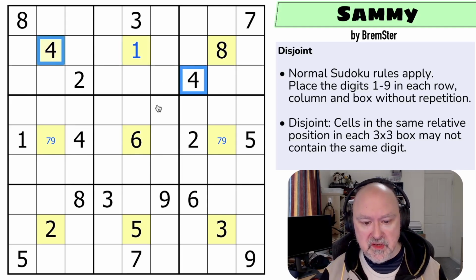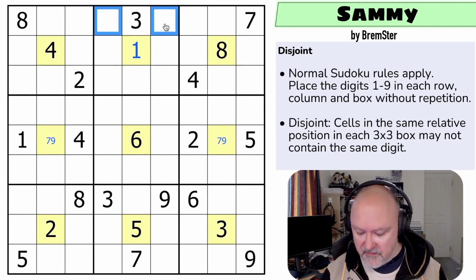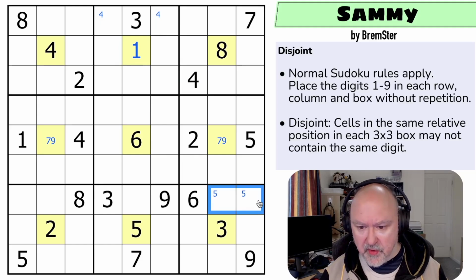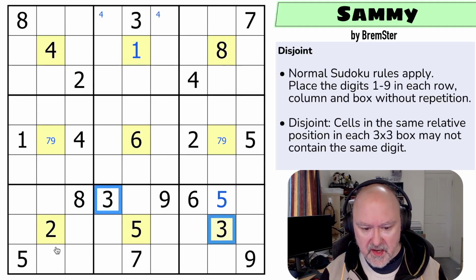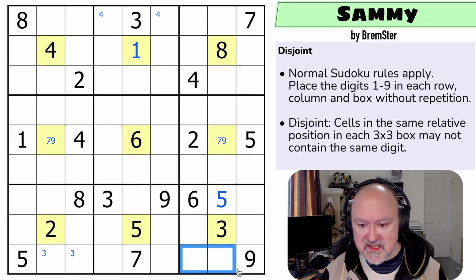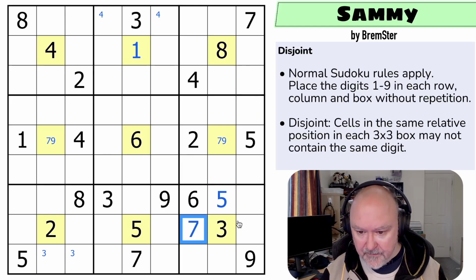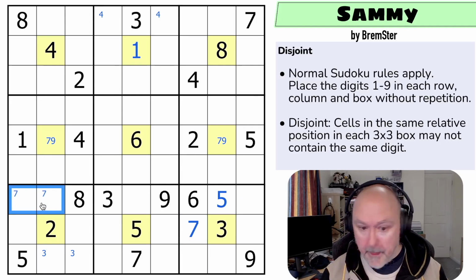But we can do some more Sudoku. We can see 4 has to go in one of those two. We can see 5 is in one of those two, but this 5 says there's no 5 there. There's a 5 here. So I'm just doing normal Sudoku at the moment. 3 and 3 means 3 is in one of those two. What else can I see? 7 and 7. This 7 says 7's not there, and this 7 says 7's not there. So that is a 7. And now 7 is in one of those two.